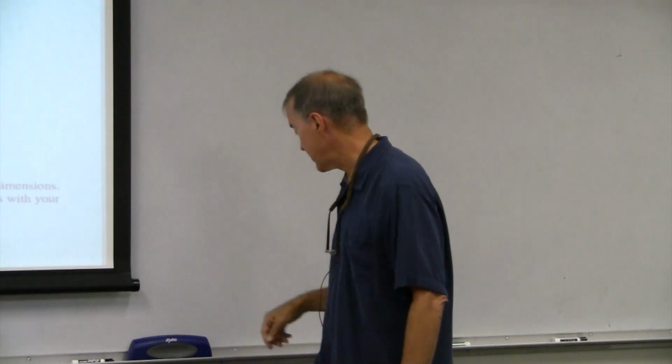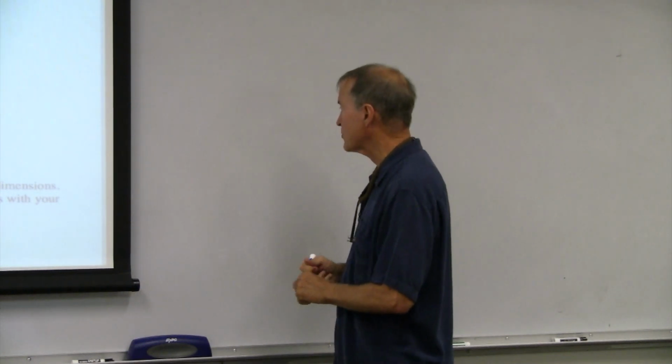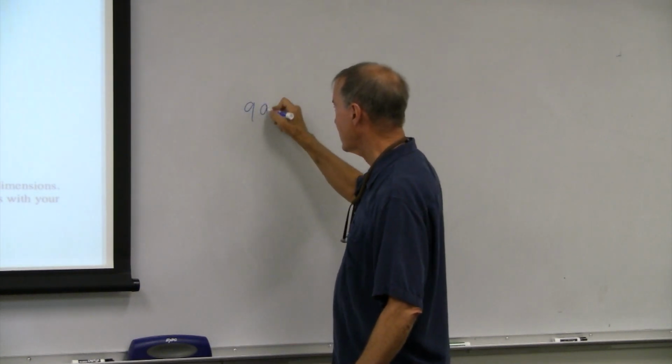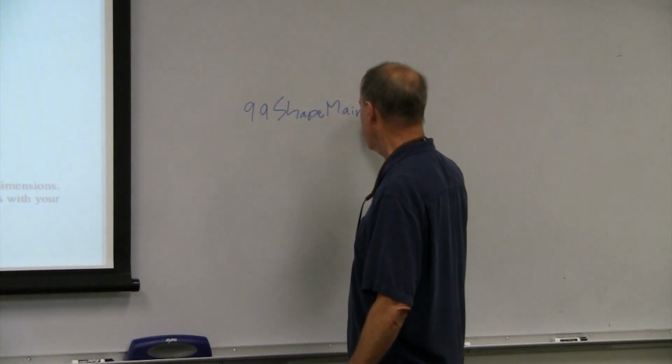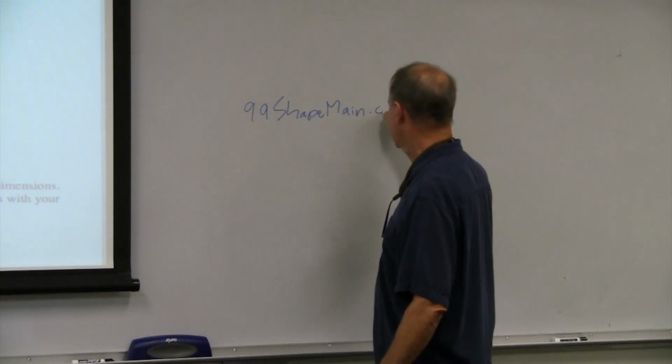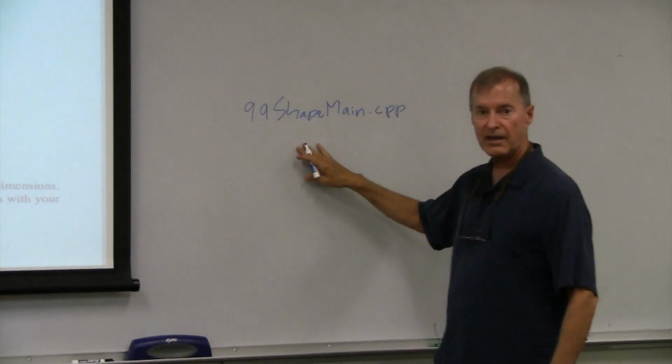So it's just a number and the name, no period or anything? Correct. That's important. No period. So for shapemain.cpp, if your number is 99, it would be 99shapemain.cpp. Yeah, it would be like this.